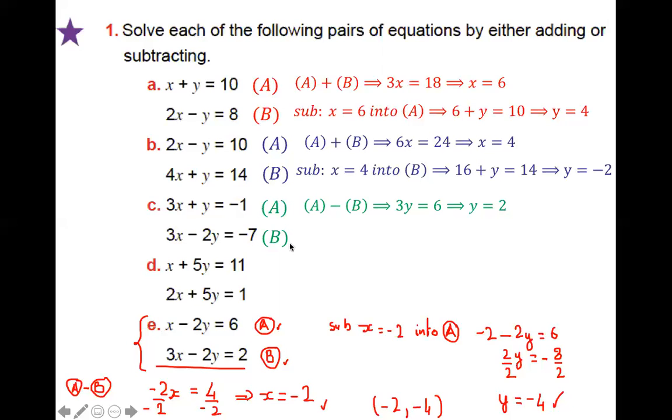Then I'm going to sub y probably into A, and then 3x equal negative.